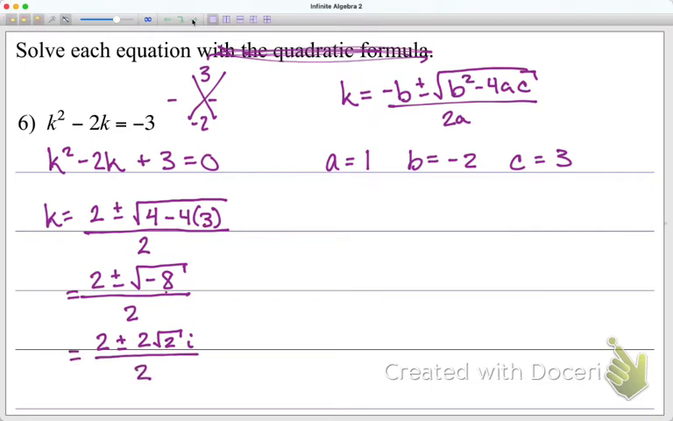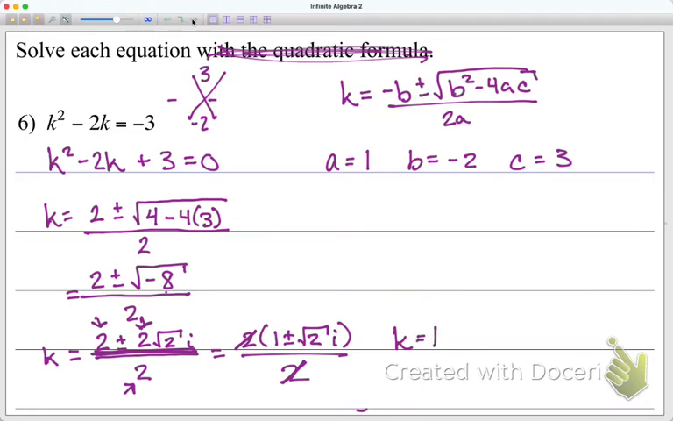Can I take a 2 out of here and here? Can I take a 2 out of everything? Yep. So this would factor to 2 and 1 plus the square root of 2i, wouldn't it? Whoa, I just factored a 2 out of the numerator. And since I did it, what happens to my 2 here and my 2 here? They can reduce. So k equals 1 plus or minus the square root of 2i.